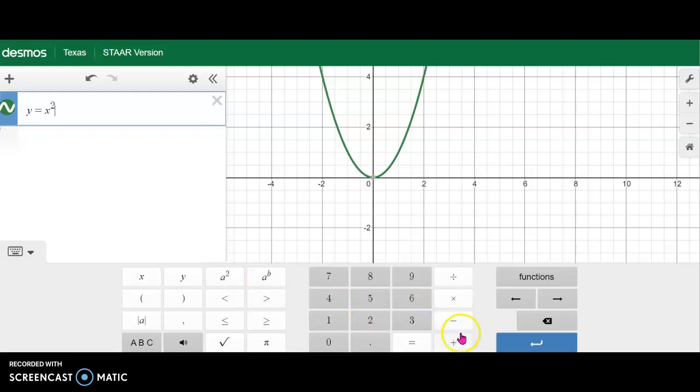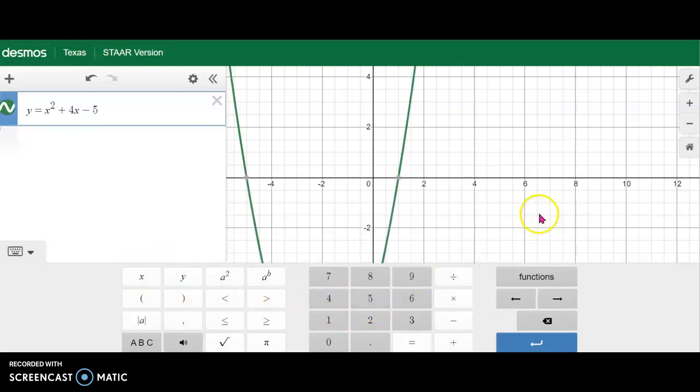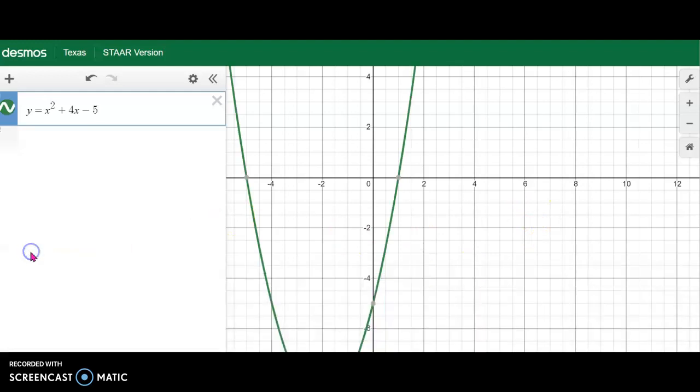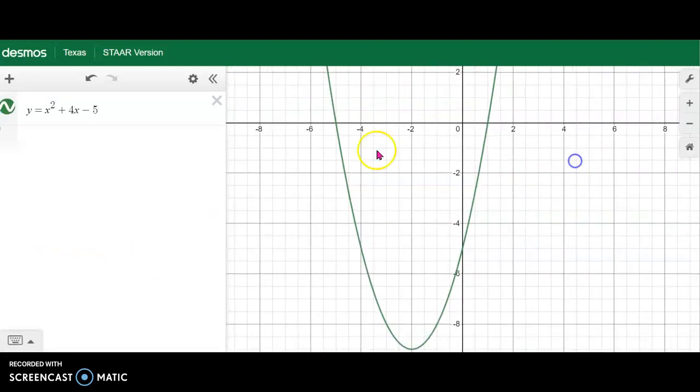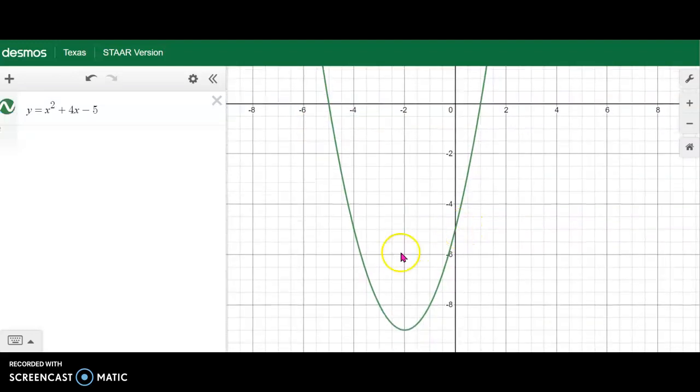And then finish the equation, plus 4x. Make sure not to use times, make sure you're using the x, and then minus 5. There's our parabola. To make this keyboard go away, just hit the arrow, and I can get a lot of other points. Here's my other root. My first root was here, my second root is here at (-5, 0), so I can plot that as well. I already have my y-intercept.